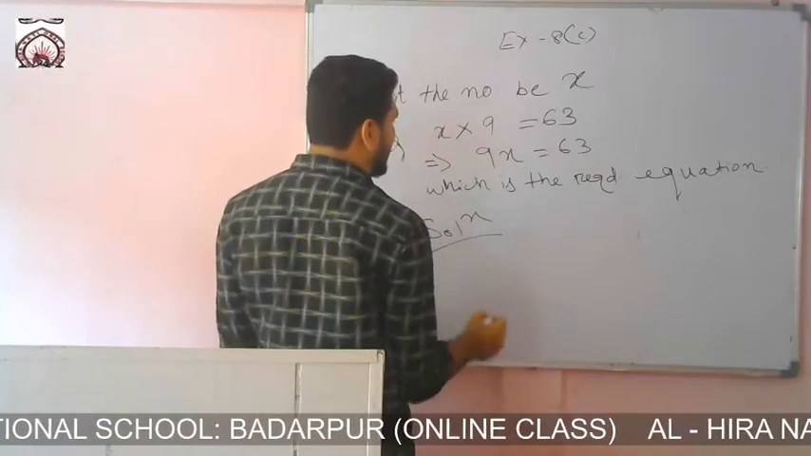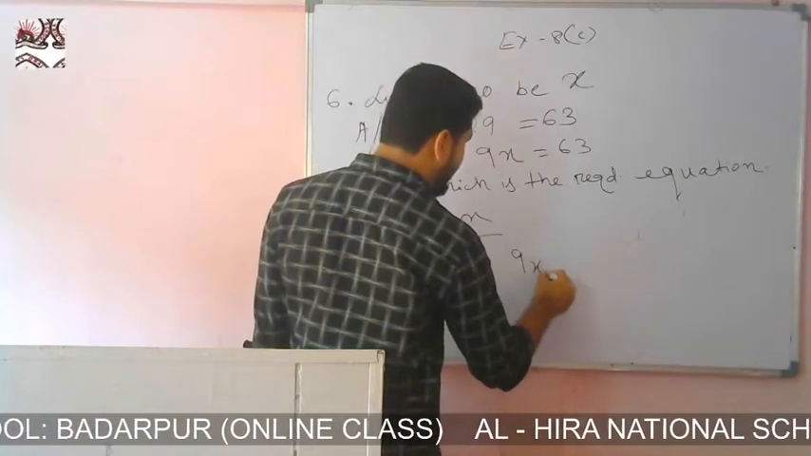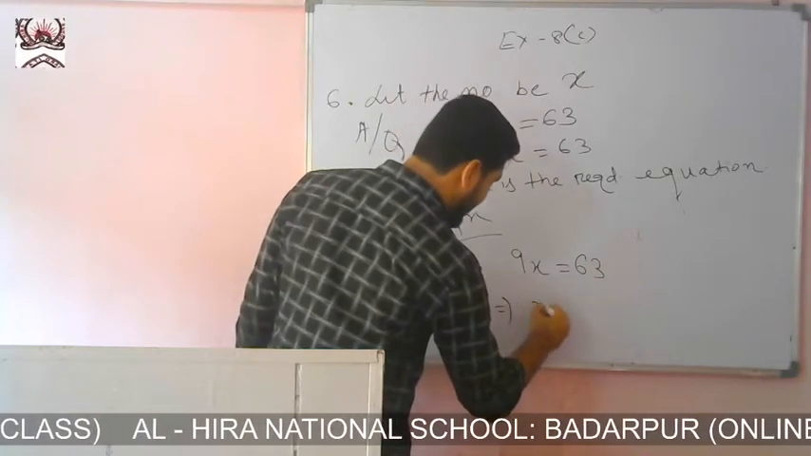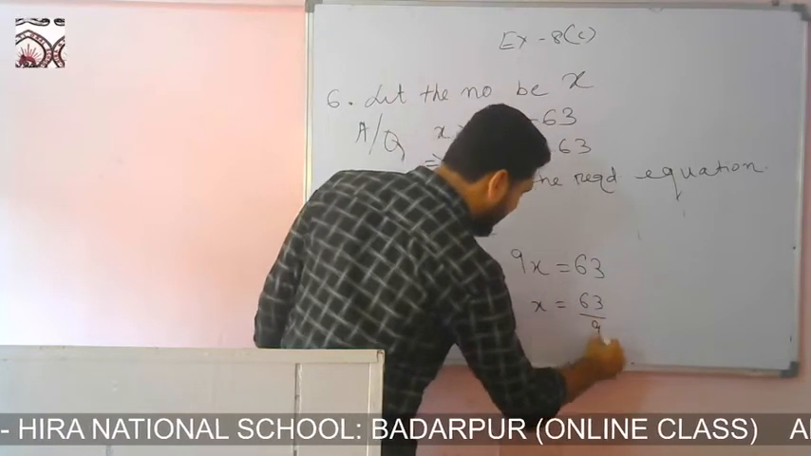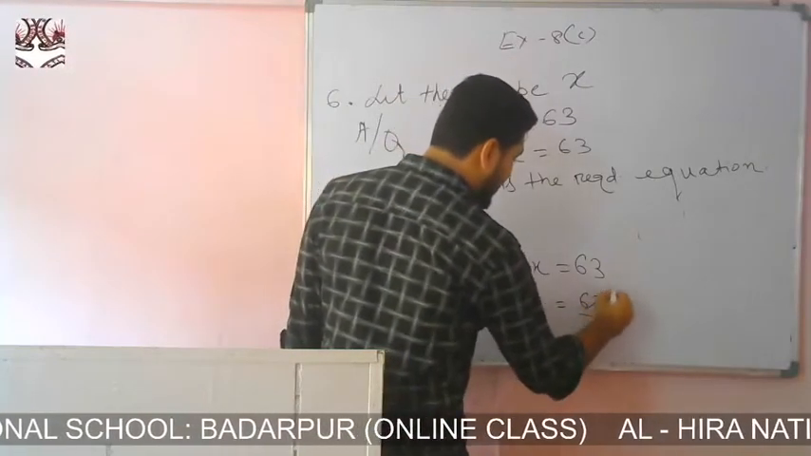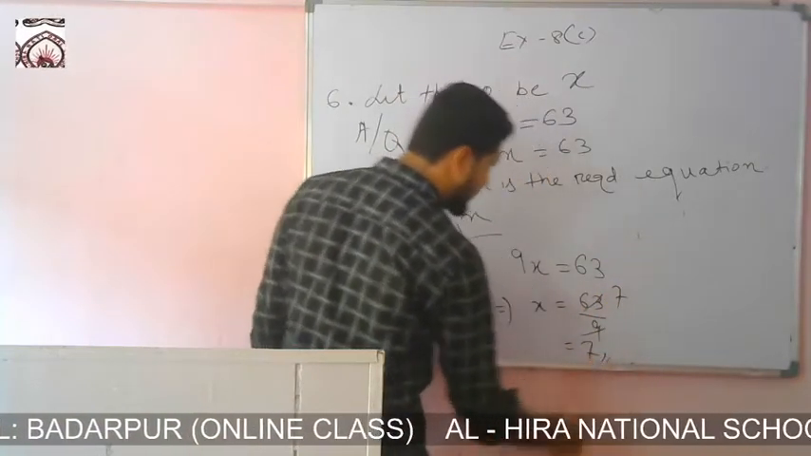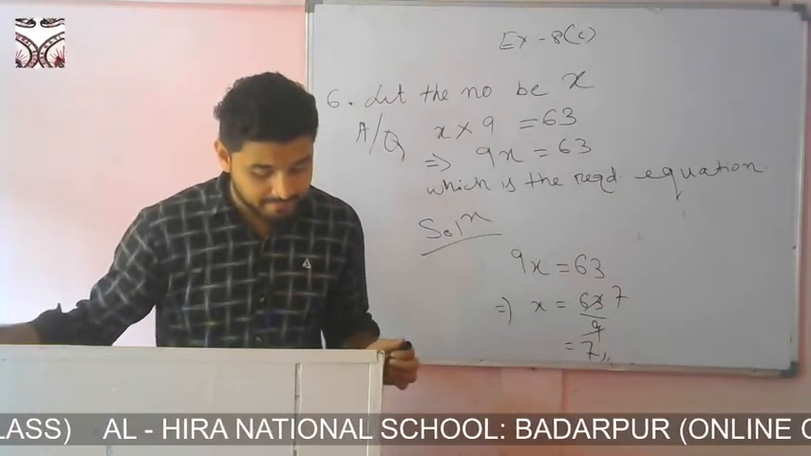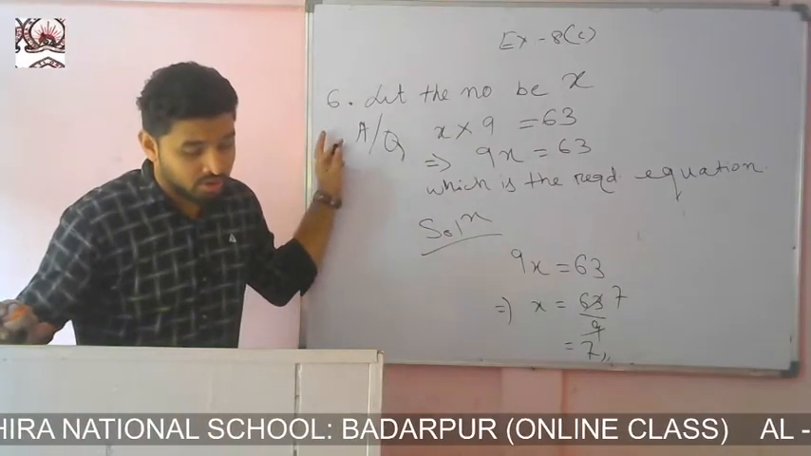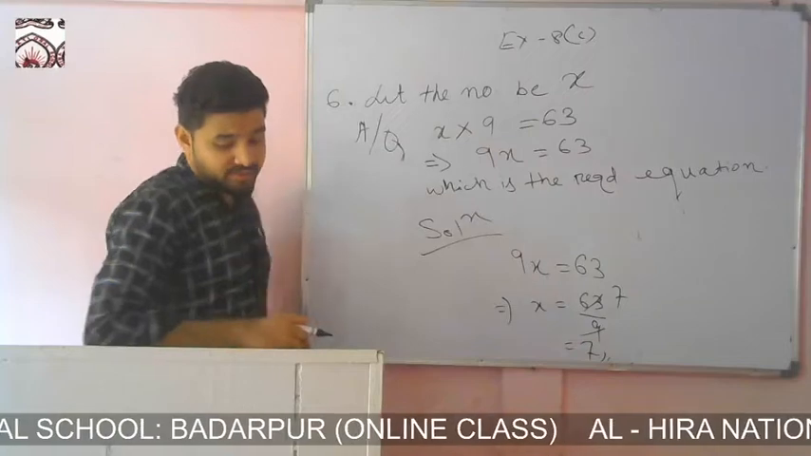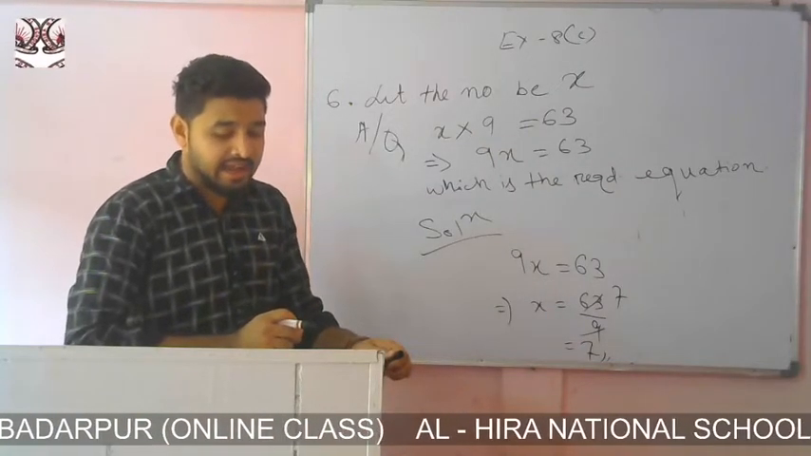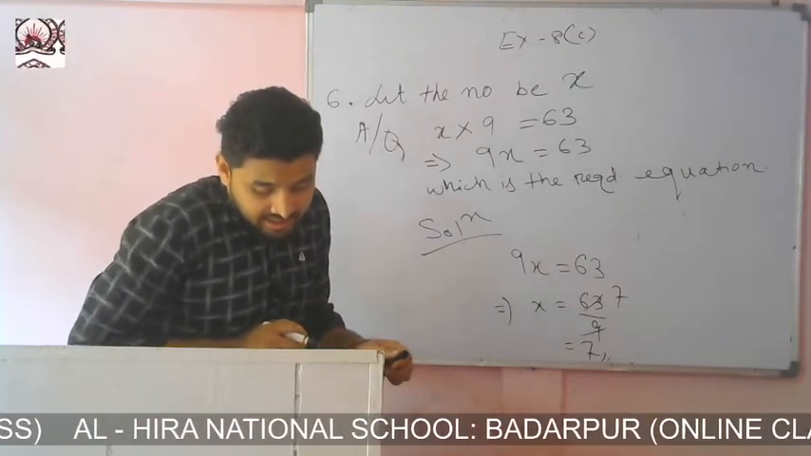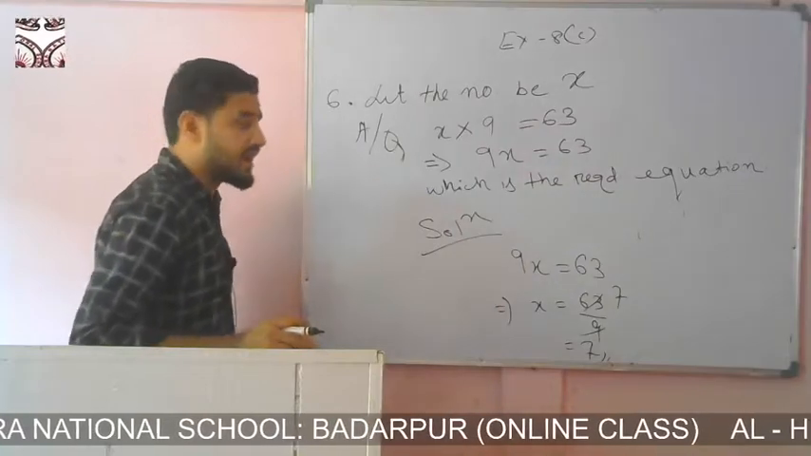So you can write like that, 9x equals 63. So from there I can find x equals 63 by 9. Then if we cancel, we get 7. So the answer is 7. That is about question number 6. Now come to question number 7. 6 less than a number equals minus 4.